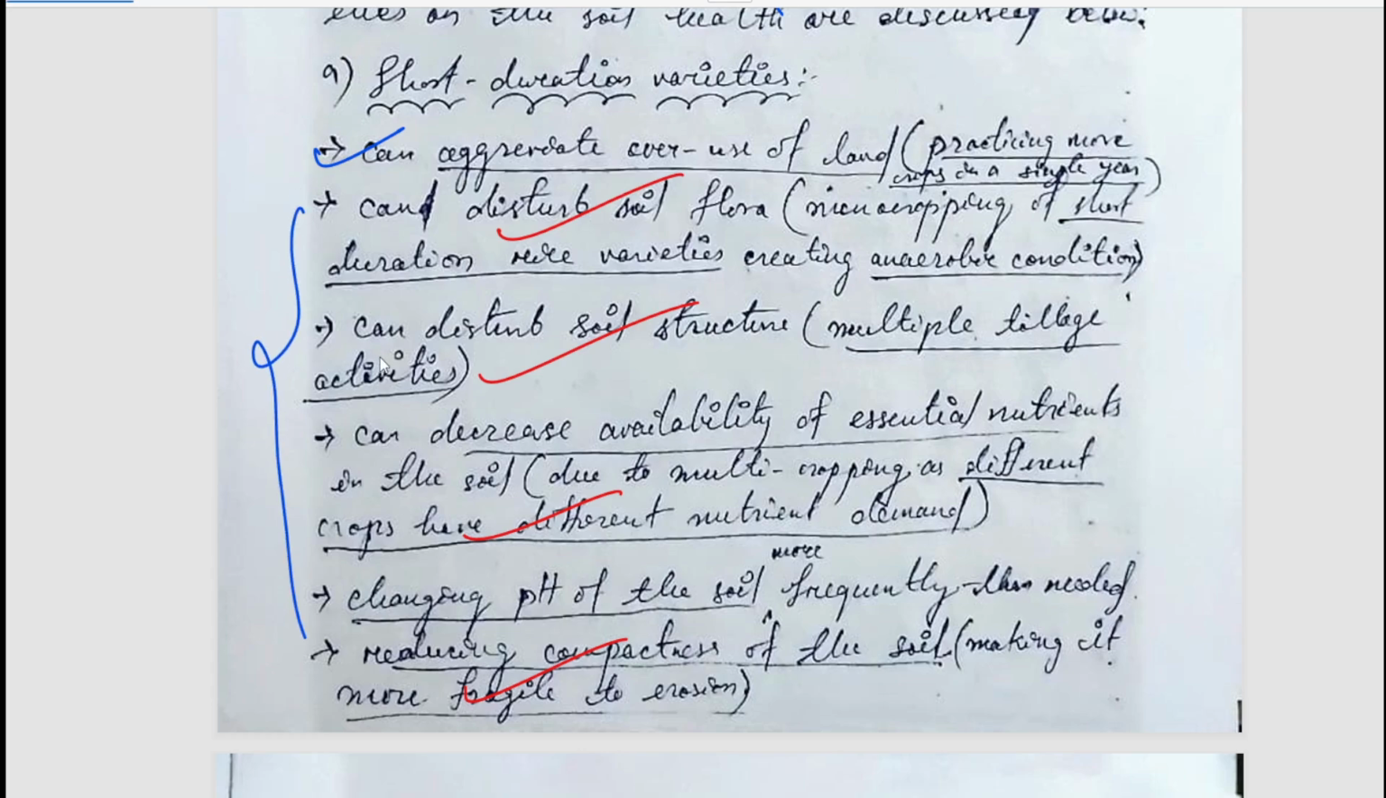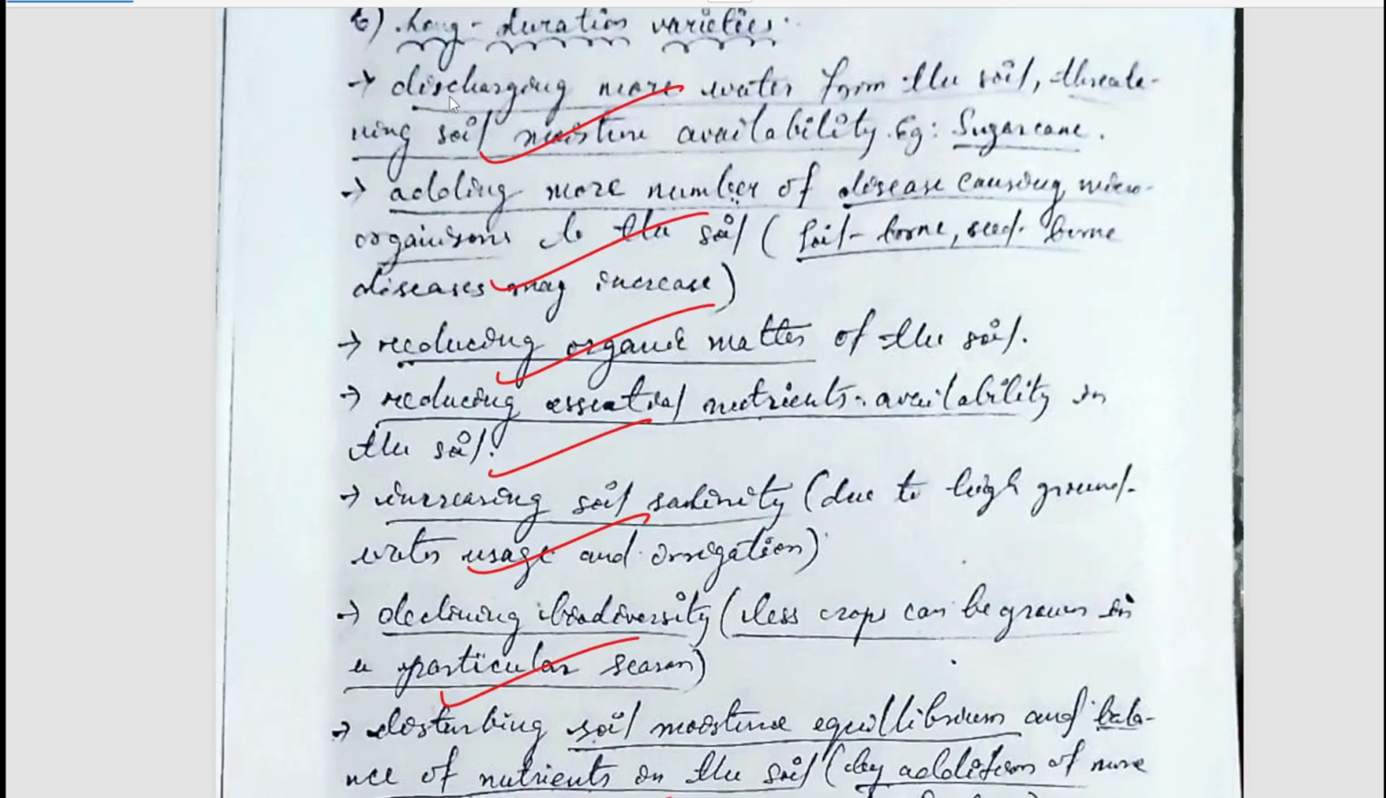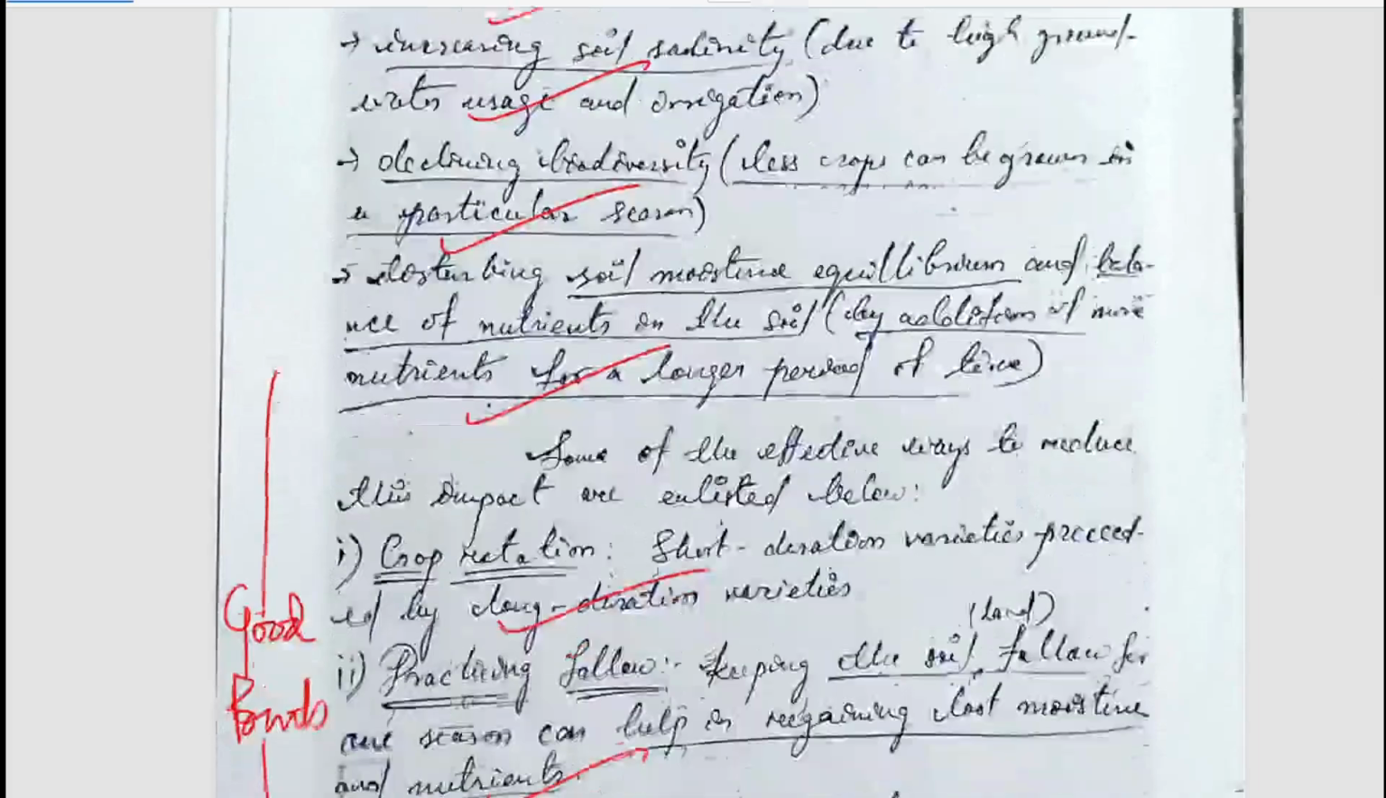You can simply read it. They can change the pH. They can reduce the compactness. They can decrease the availability of essential nutrients. So obviously well written. And in long duration varieties also they have written, for example sugarcane. A lot of water is required. More diseases can attack the plants. It can reduce the organic matter of soil. So well written points, you can simply pause and read it.